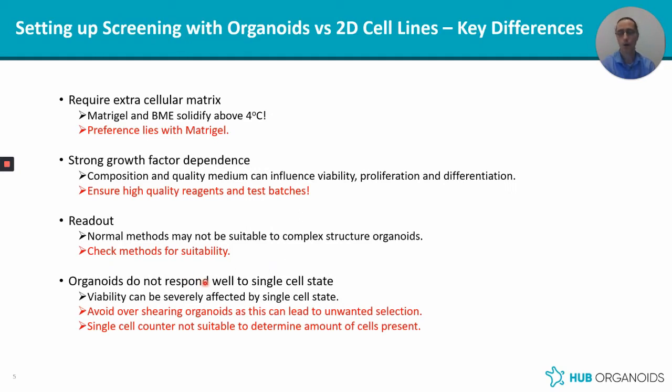In addition, organoids do not respond well to a single cell state, so it's important to realize this, as the viability, especially of normal organoids, but also tumor organoids, can be affected adversely. This means that you should avoid over-shearing the organoids, as this can lead to an unwanted selection for certain cell types, and also that single cell counters are not suitable for establishing the amount of cells you're putting into a screen.